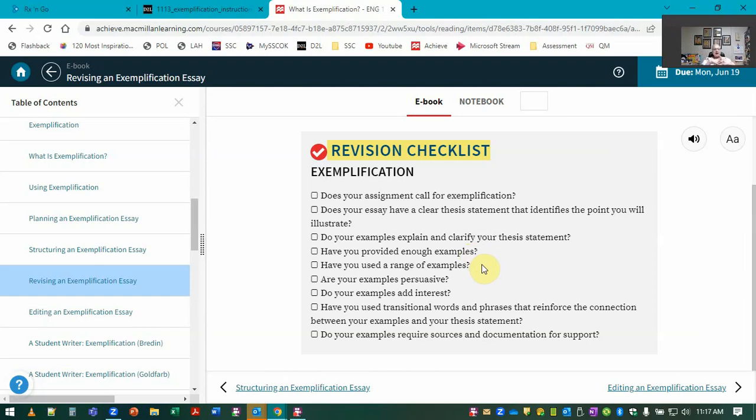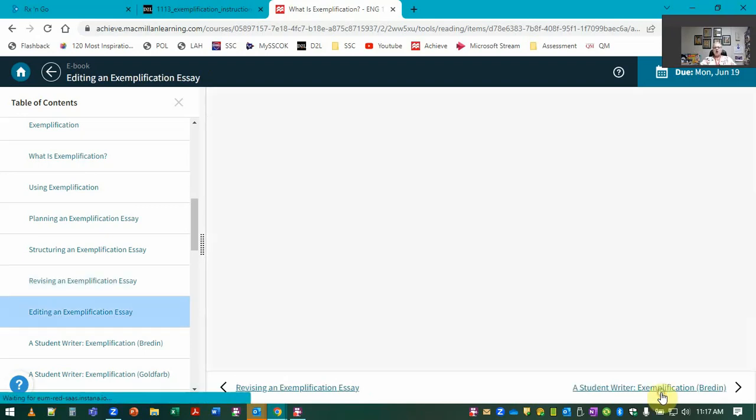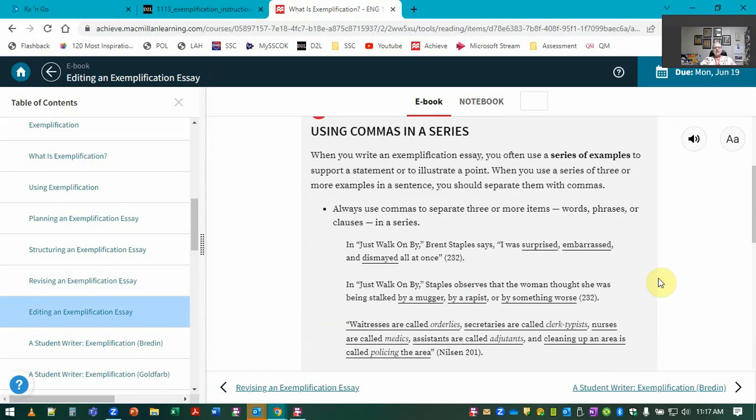Are they persuasive? Do they add interest? Have you got transitional words and phrases? Do you need to document support? Remember, you're not supposed to do anything that needs documentation. So again, you shouldn't have any research here. That should be easy to check off, because no, you're not doing any research. You're using common knowledge and your own personal experience. So editing, again, just make sure.